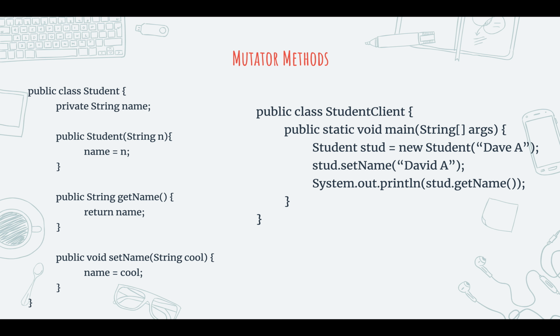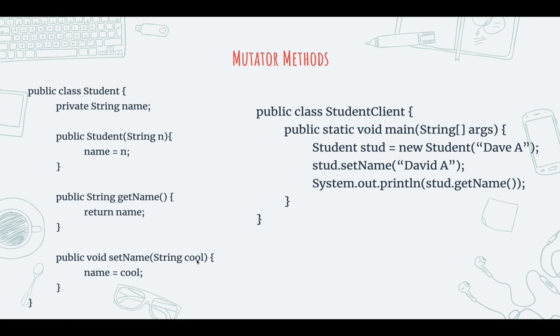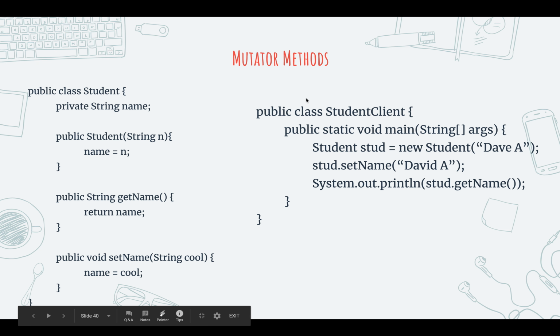And that's because we're simply just setting the value of name, the instance variable, equal to the value that we get within the parameters. And when it gets invoked, it's going to be invoked by setName and then whatever the value is that we want name to be. So let's look at our client or driver program.